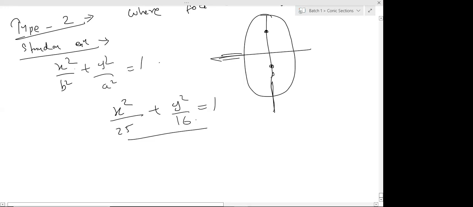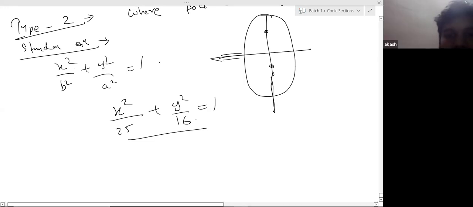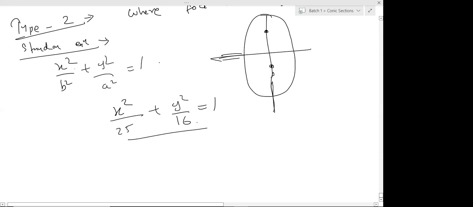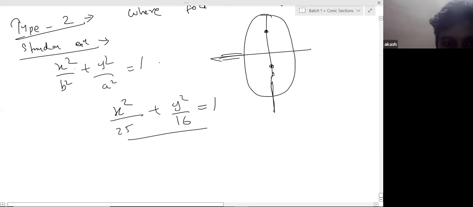Type 1. Why is it type 1? Here A is greater than B. Absolutely right, because the denominator of x is more than y. So this is type 1. Always look for the bigger denominator. If x has the bigger denominator, then type 1. If y is the bigger denominator, then type 2.